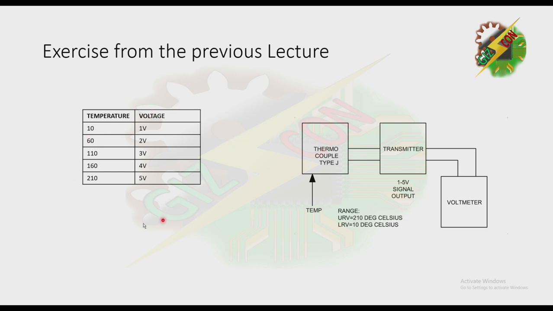As you can see, this is the exercise from our previous lecture. It will take time and effort to read, interpret, and record data from the instrument. If we recall our last discussion, we need to read the value of the voltmeter here, and we need to use the table so that we can read the temperature. But as you can see, it takes time and effort to read, interpret, and record it.